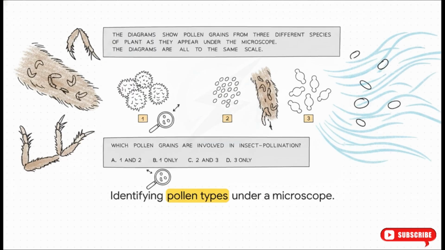Well, if you guessed numbers 1 and 2, you are absolutely correct. You can clearly see those spikes and hooks on their outer surfaces. Those adaptations are what allow them to firmly attach to the fur or legs of visiting insects, unlike the smooth grains in number 3, which are perfectly streamlined to just be blown by the wind. Here is revision tip 5. Being able to quickly compare and contrast these specific physical adaptations under a microscope is an absolute goldmine for picking up easy marks on multiple choice questions.